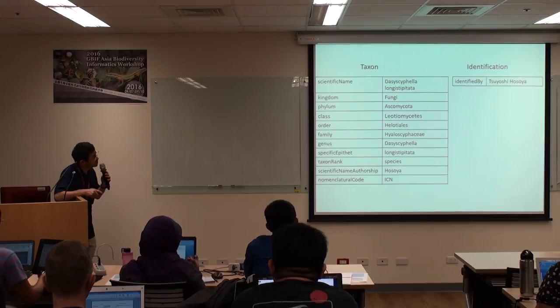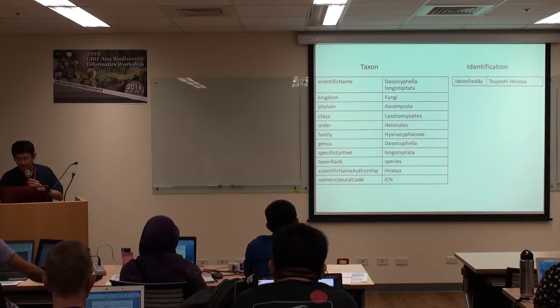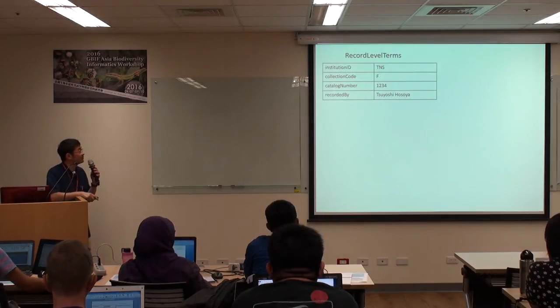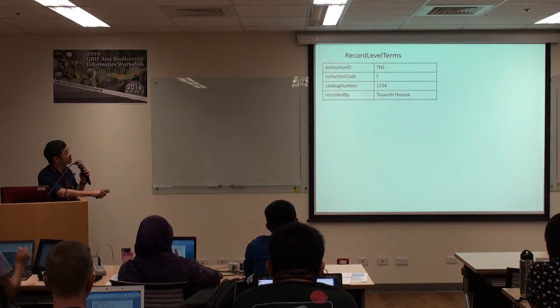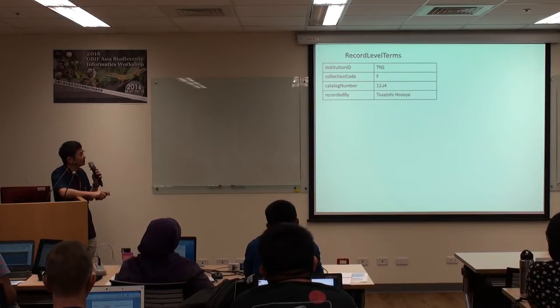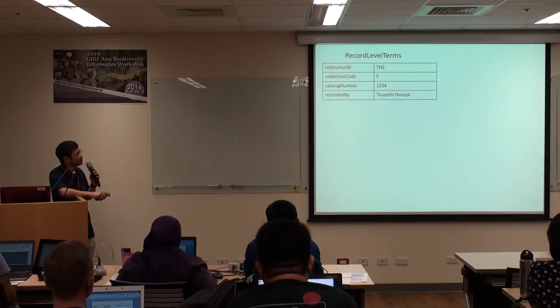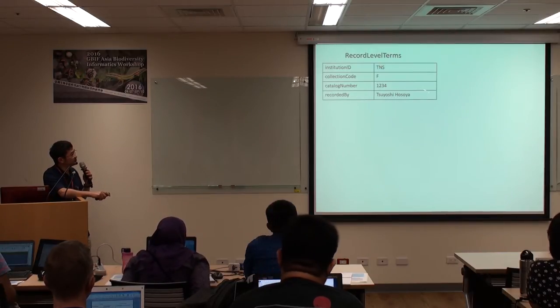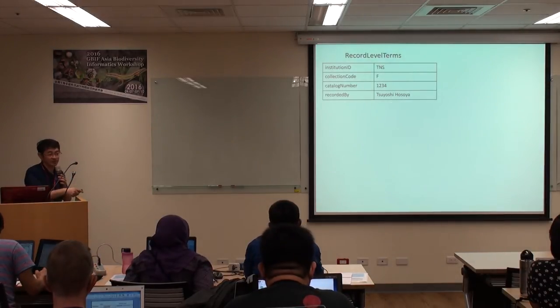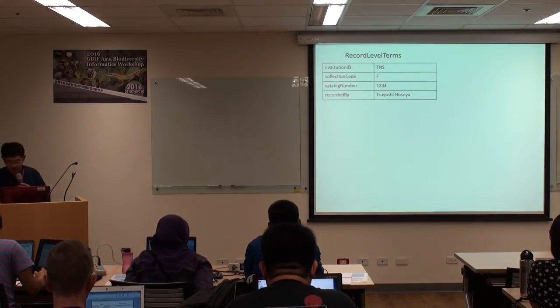About the identification, my name is stated, and finally, the record-level terms. The institution is our institution, registered as TNS, and the collection code is F for fungi, and here's the catalog number. All these records are recorded by myself, so you put my name. If you're going to input the data, put your name instead, right?